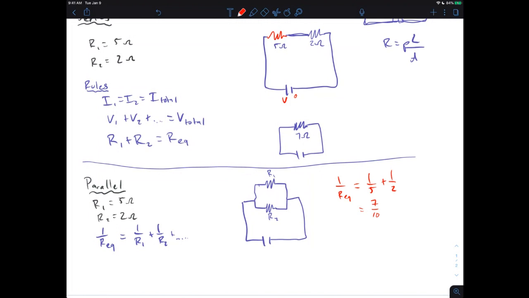But remember, this is 1 over this. So I want to flip it over. I want to flip everything over because this is 1 over my equivalent resistance. So I'm going to take both sides to the -1. All that does is flip them over. And I have my equivalent resistance here is 10 over 7. This is equal to, this is about 1.42 ohms.